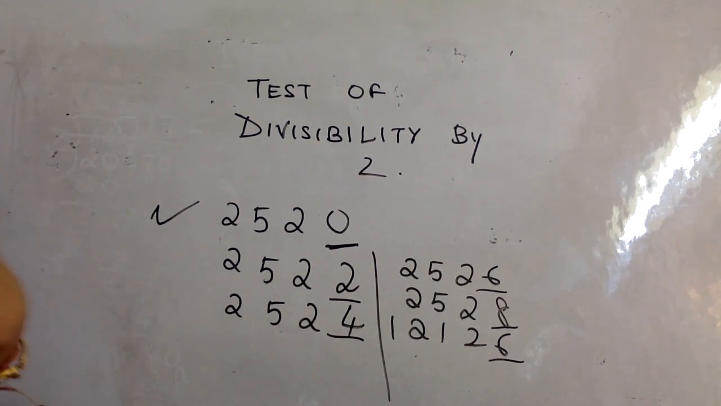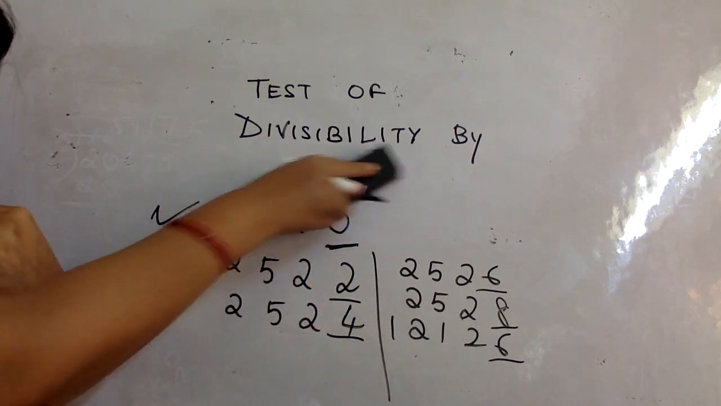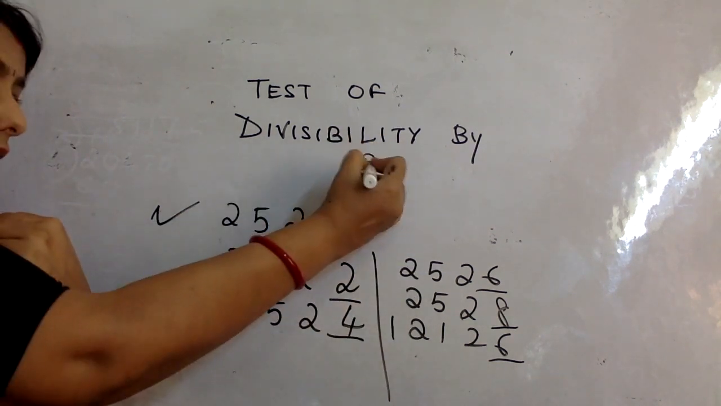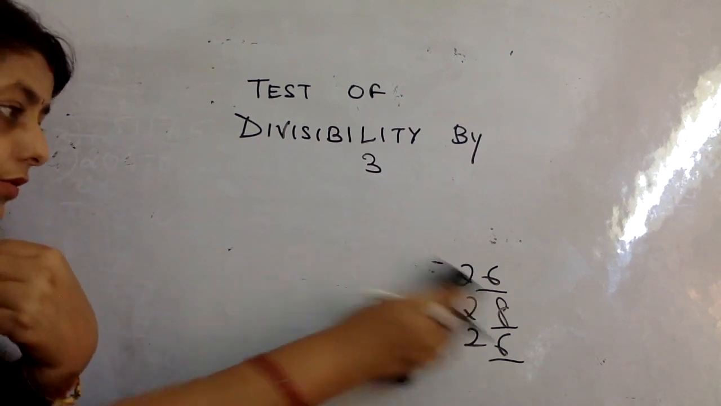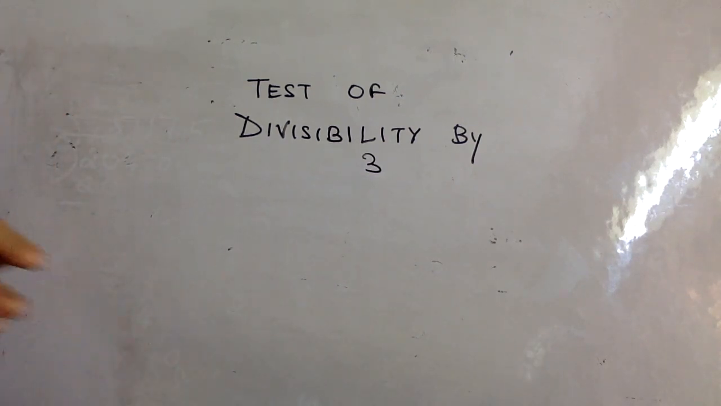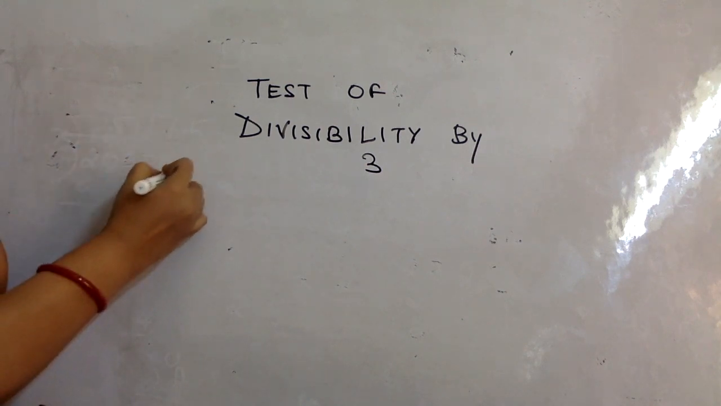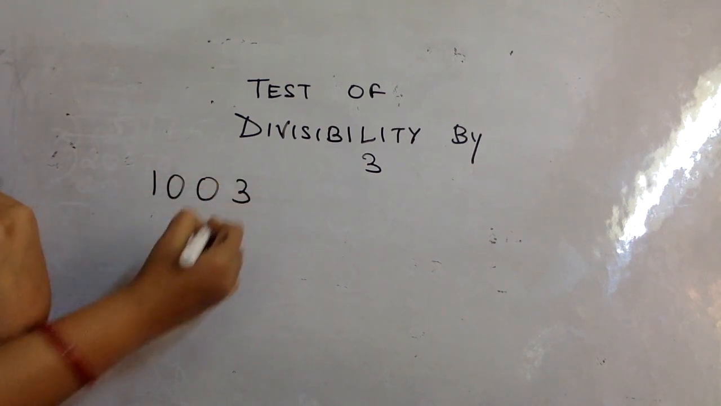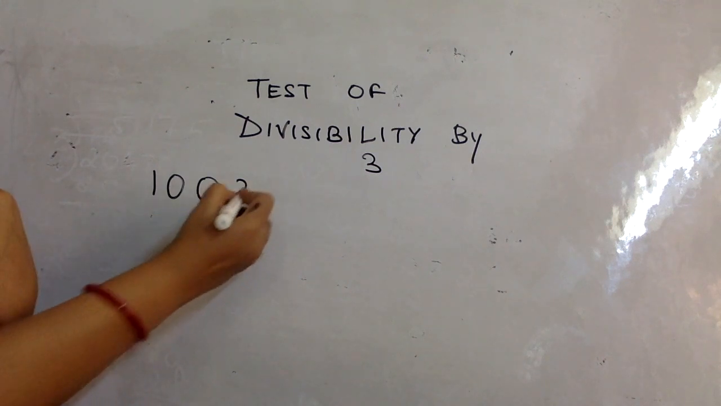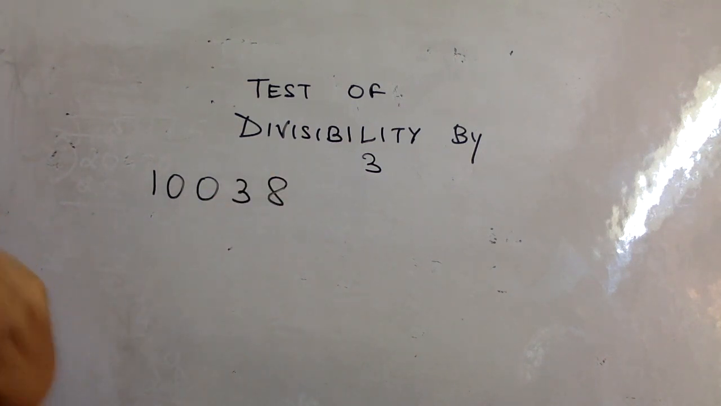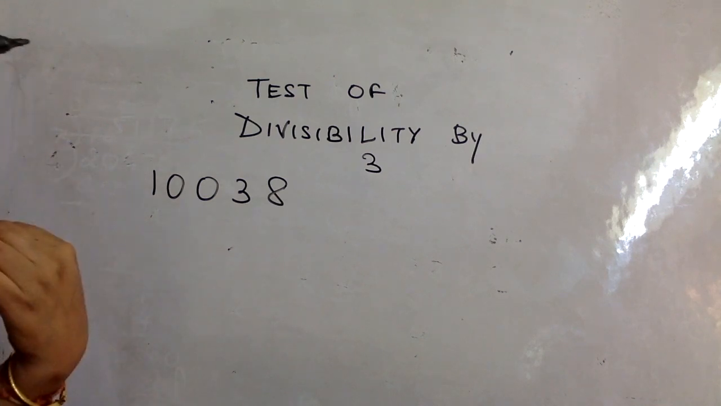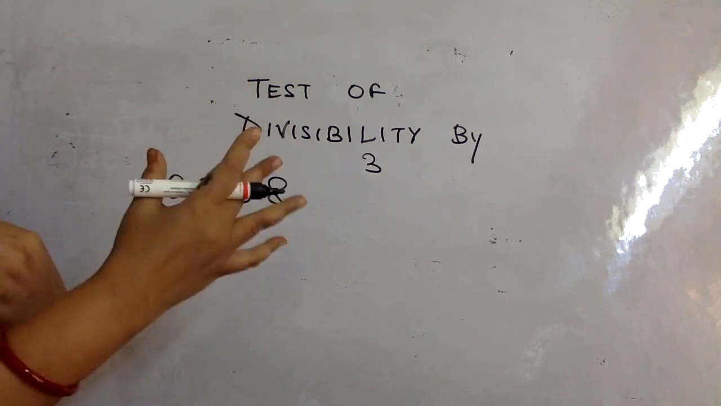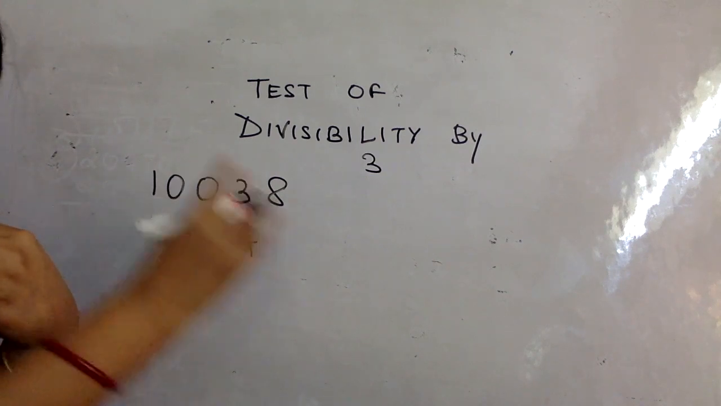Now next is test of divisibility by 3. We shall be testing a number for the divisibility of 3. Let's take the number 10038. Now listen carefully. In this test, we are going to add all the digits in the number. Even if it is a 0, we are going to add it.